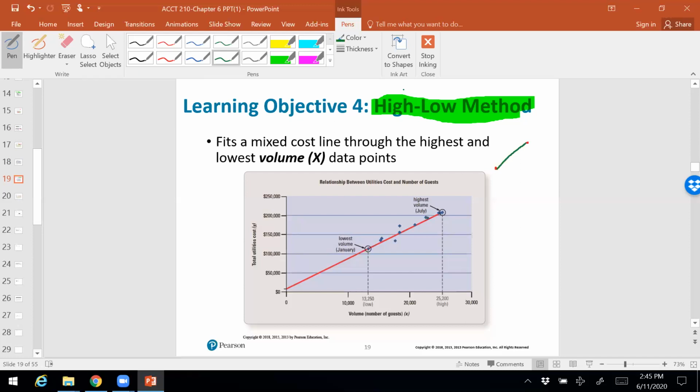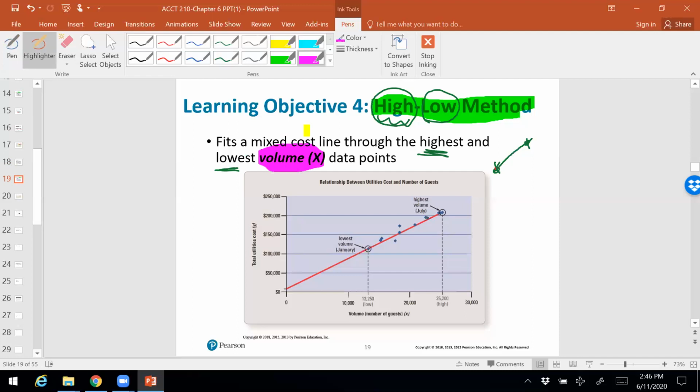We have 1 point which is high, and we have one point which is low, like this. This will be the high part. This will be the low part. So we have these two parts, then we can draw a line. So our job is to first find the high and the low, and based on these two dots, we draw a line, and that will be our linear regression. We fit a mixed cost line through the highest and the lowest volume data points. We find the high and the low in terms of our x.